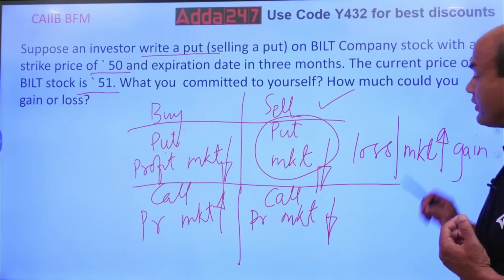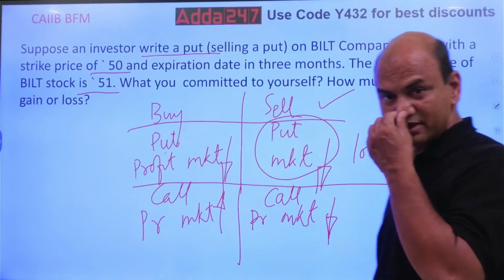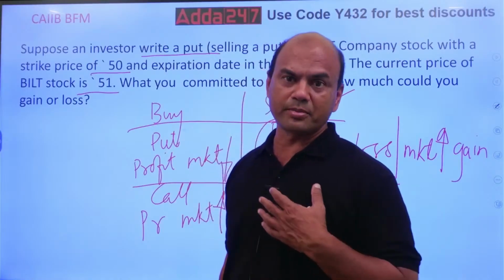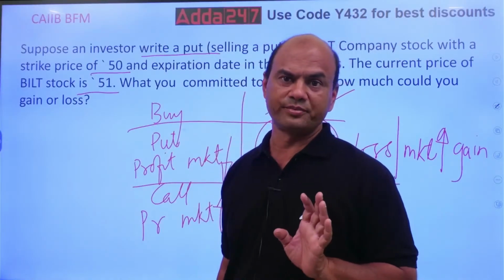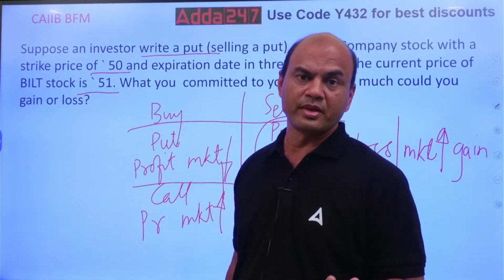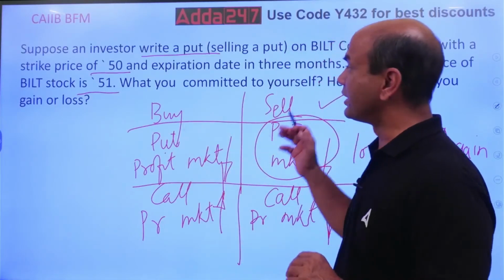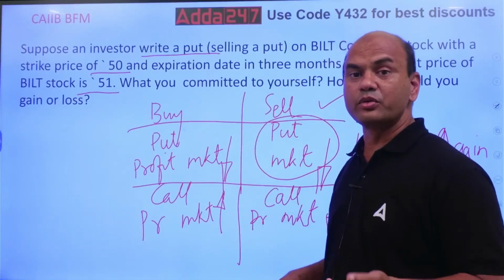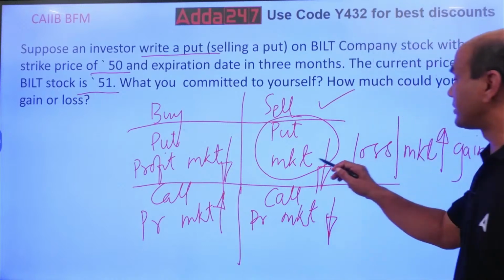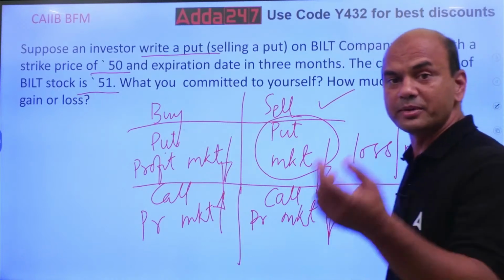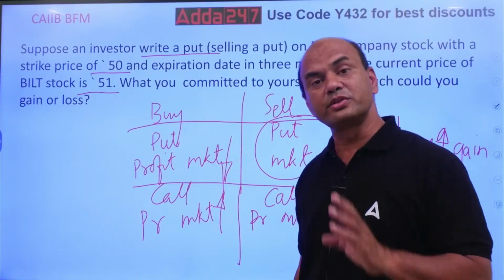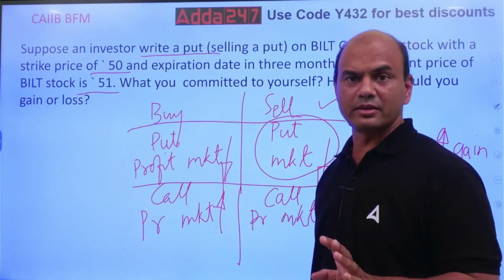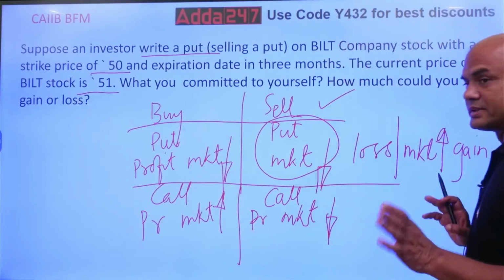If I make the profit when the market is up, what does it mean? It's a zero-sum gain theory, we call it. If I make the profit, the other person will make the loss. Simple rule. So if the market price goes down, I will make the loss, so the second person will make the profit. If the market price goes up, I will make the profit and the other person will make the loss. That is the basic logic of the put option.